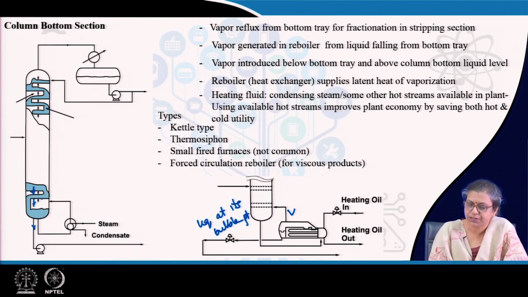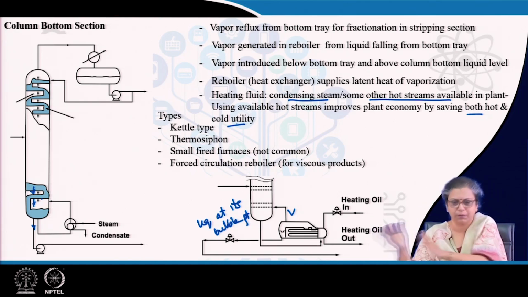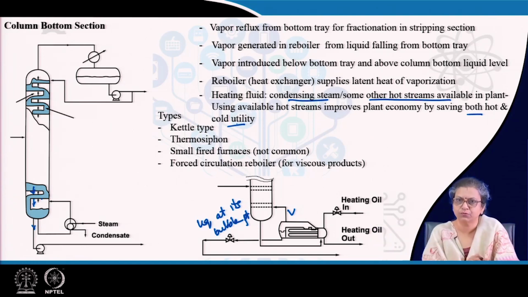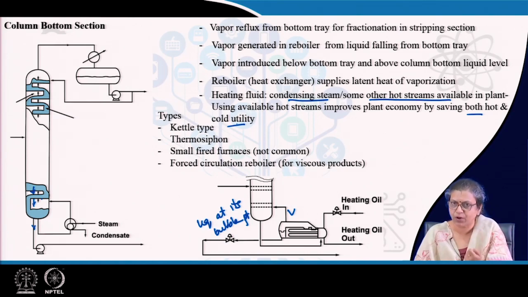What provides this amount of heat? It can either be some condensing steam or any other hot streams which are available in the plant. Using this available hot stream, naturally it improves the plant economy by saving both the hot as well as the cold utility. The hot streams had to be cooled before they had to go for storage or for some other use. The liquid from here had to be heated. So, if you can use that hot stream to heat the liquid, naturally it saves the hot utility required for partially vaporizing the bottom product, and it also saves the cold utility which is required to cool the hot streams from the plant.